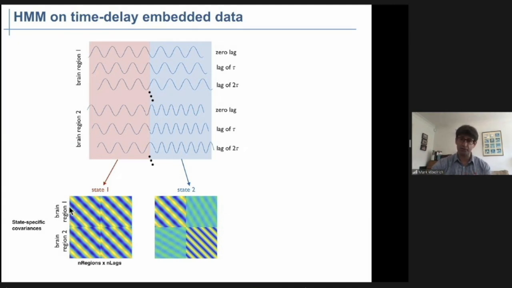It's telling you about correlations both between brain regions, but also between lags within brain region and across brain regions. And in so doing, it can capture rich information about synchronization, for example, or indeed spectral information in individual brain areas. So in this example here, we have in state 1, this red state, synchronization between brain region 1 and brain region 2, and that gives a very distinct pattern in the covariance matrix in the time delay embedded space. Whereas state 2 has no synchronization within the same frequency band and shows a very different pattern of covariance in the time delay embedded space.